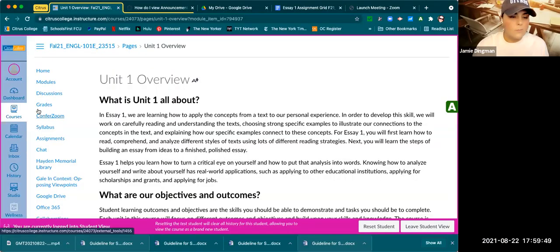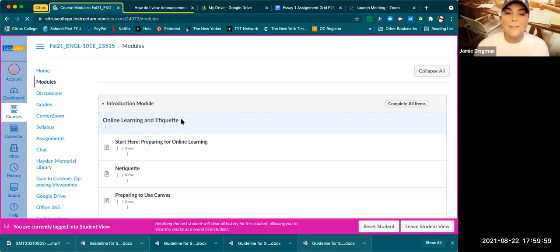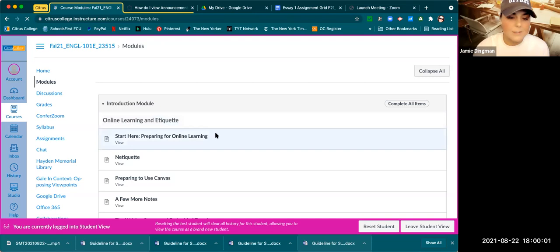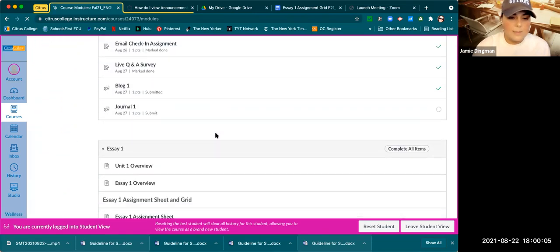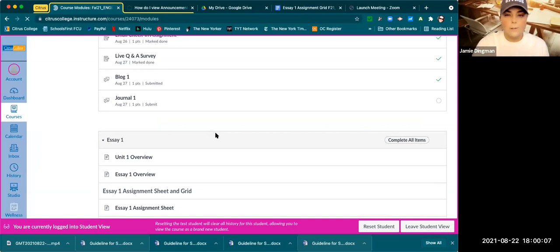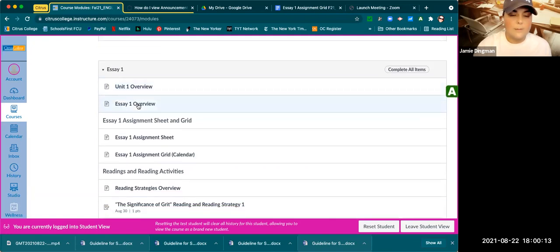All right, so let's navigate to modules. If you haven't watched my Canvas tour video, which is quite long, but you can put it on double speed, please make sure you're watching that so you know how to navigate through the modules. So we want to skip past the introduction because you should have already done that at this point, and we're moving into the Essay 1 module. Let's get into this first page here.